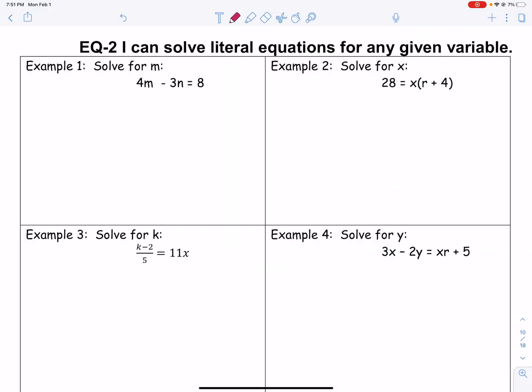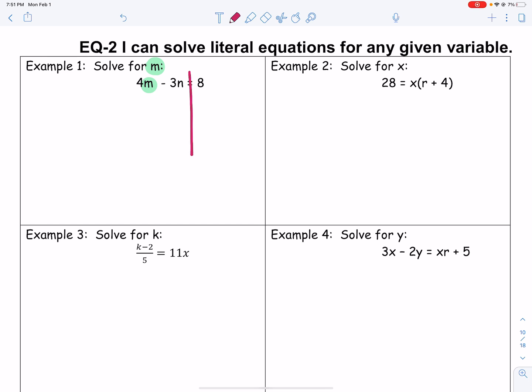Right, so today we're going to do EQ2. I can solve literal equations for any given variable. What's going to happen is you're going to be given the variable you have to solve for. So in this case, I want to solve for m, which means I need to use my algebra skills and get everything to the other side.